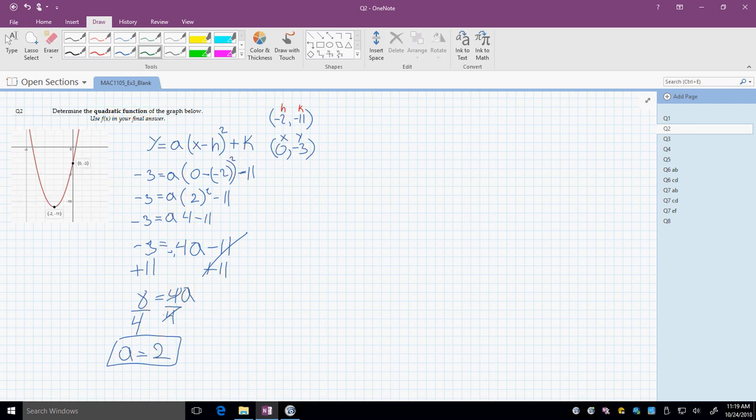Now we're going to go back to the same formula. Now we're going to substitute everything but y and x. So we're going to write down the formula again: y equals a times x minus h squared plus k. So now, y I'm going to leave alone. I know now that my a is 2, so I'm going to substitute it. X I'm going to leave alone. Minus h, h is -2, close parenthesis squared, minus 11.